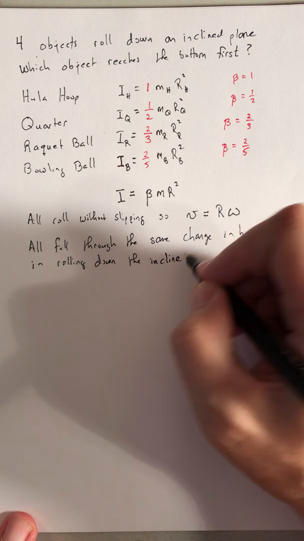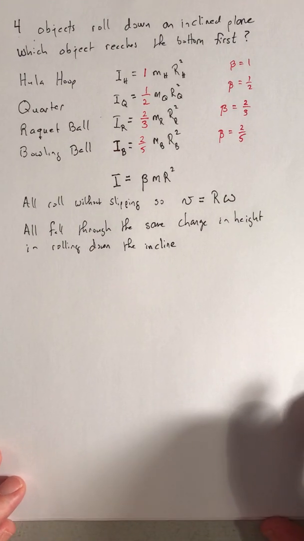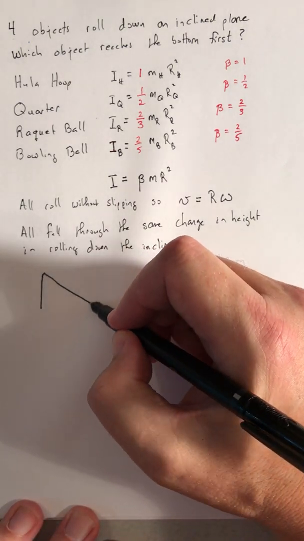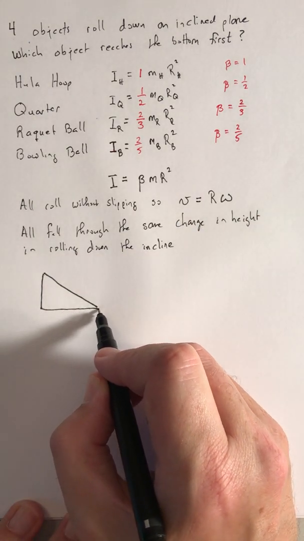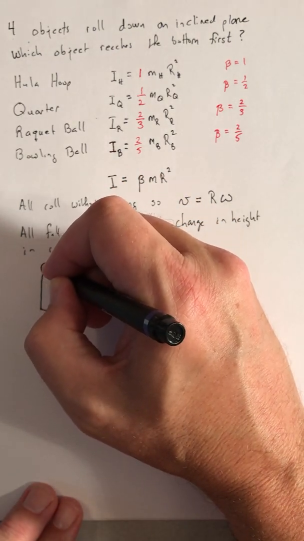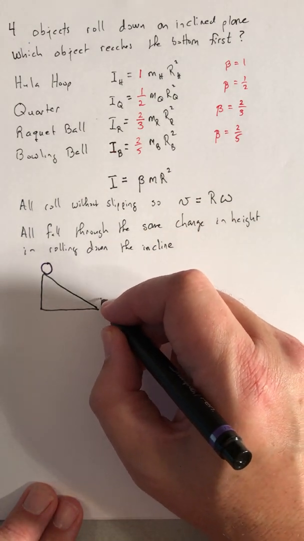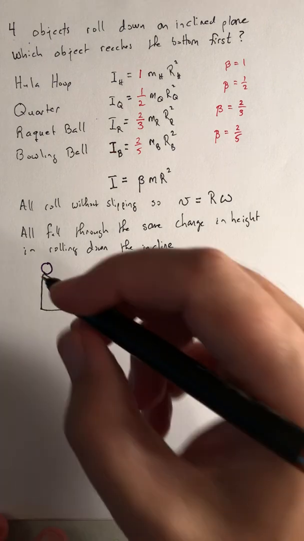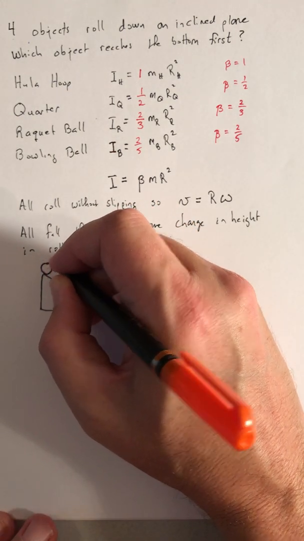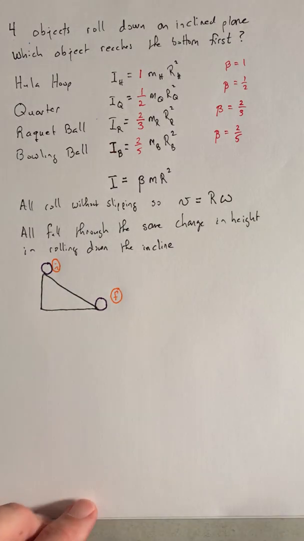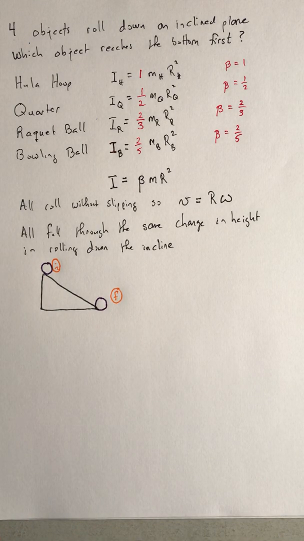Okay, so let's write out conservation of energy. I've got my inclined plane, and some object that can roll is initially at the top, and then in the end, it's at the bottom. In my initial state, the object is at rest at the top of the incline, and in the final state, it's rolling at the bottom of the incline, so there won't be any more change in gravitational potential energy.